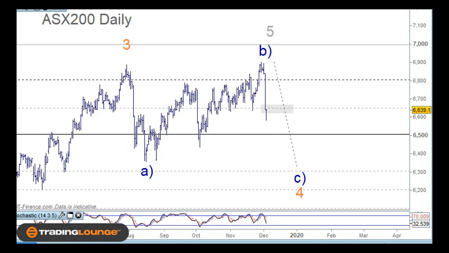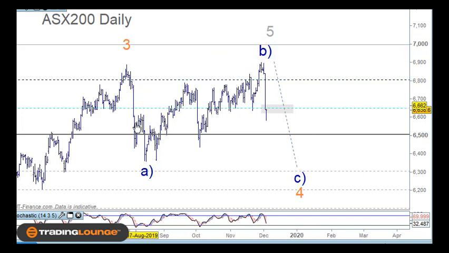Starting with the ASX on the daily chart here. I'm looking at this particular pattern as an A wave, then an A and a B and a C wave for the B wave, and then a C wave down through here for wave 4. We've taken the top out here, so we can call this particular pattern an expanded flat. If that's the case, we should just take out this little low down through here.